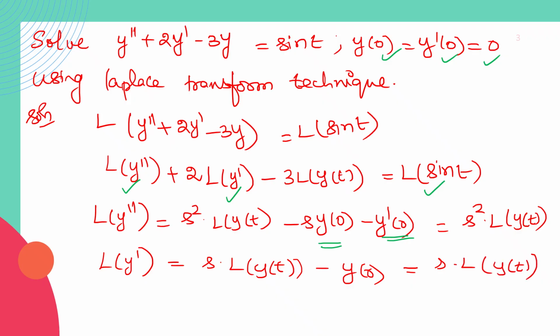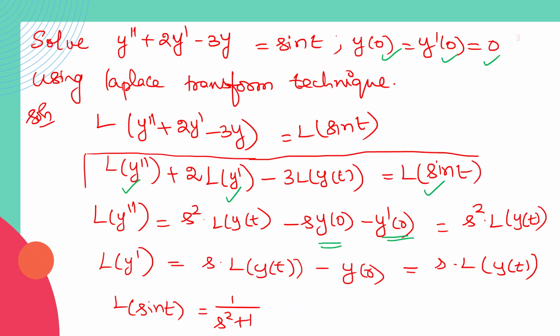And we know that the formula for L of sine t is 1 divided by s square plus 1. So we know all these three values. Let us substitute these in this equation and simplify, and we will get L of y of t equal to something. Then we use the partial fraction technique, and then we use the inverse Laplace transform to get the desired solution. Okay, let us substitute now.